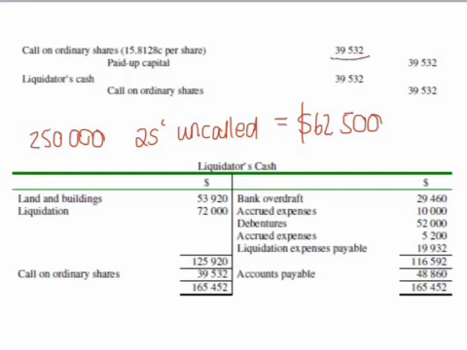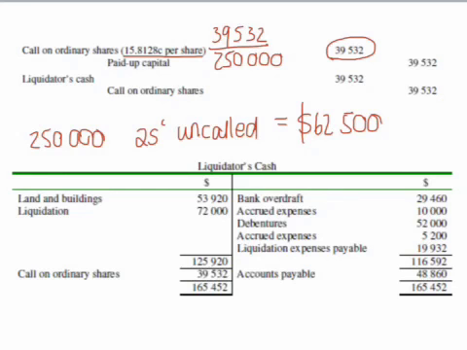However, we only need an amount of 39,532, which we calculated in the liquidator's cash account. So we only need to make a call of 15.8128 cents per share. So the 39,532 divided by 250. We won't make a call for the full amount because it basically just means that that excess cash will need to be repaid to them again. Okay, so we only make a call sufficient to cover the cash deficit in the liquidation process.